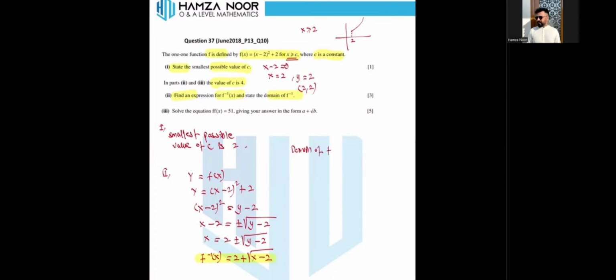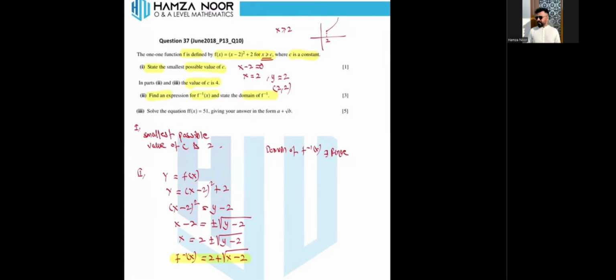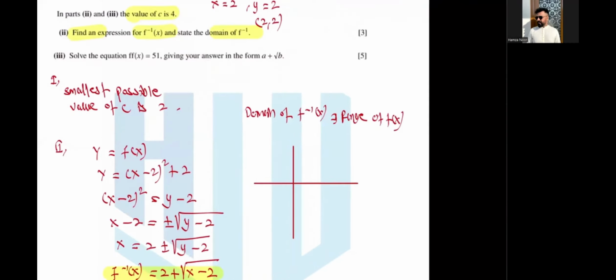The domain of f inverse x is basically the range of f(x). So first of all, we are going to sketch the graph of f(x) function for the domain x is greater than or equal to 4. As we already know, (2, 2) is basically the least turning point of the quadratic graph. (2, 2), meaning when x is 2, y is also equal to 2. However, now the domain is that x is greater than or equal to 4, meaning the domain of f(x) for part 2 and 3.